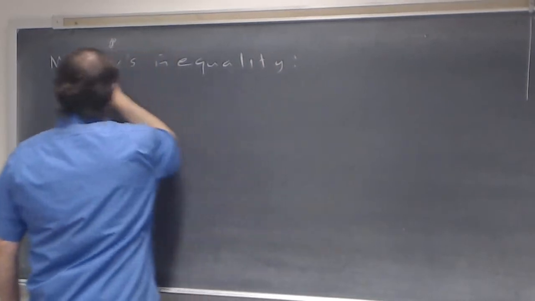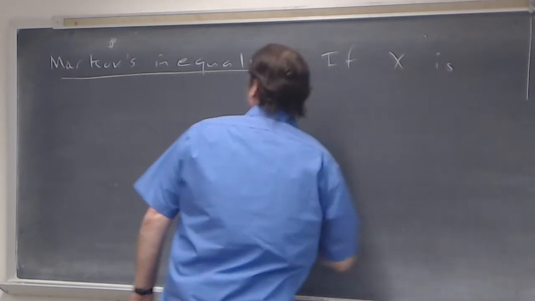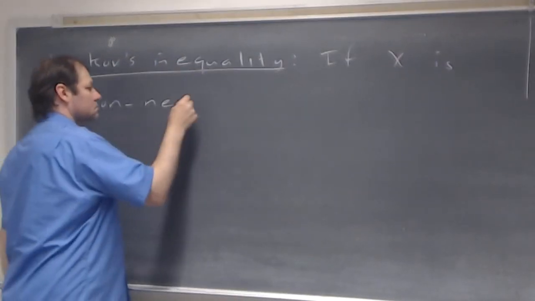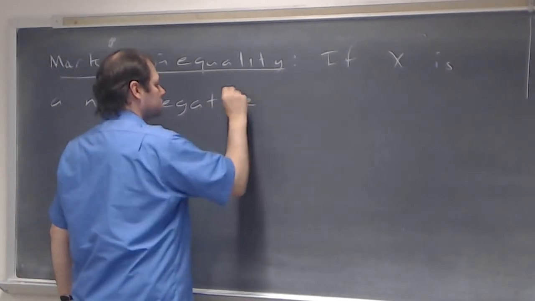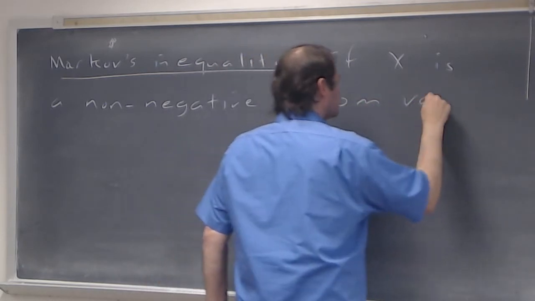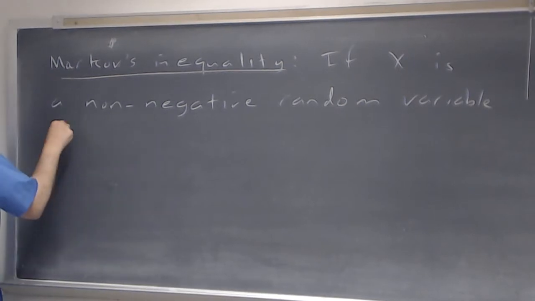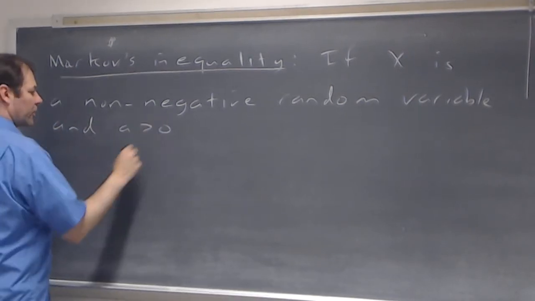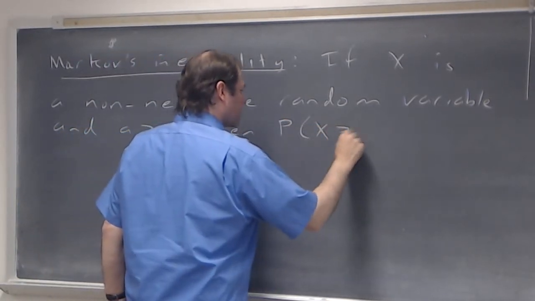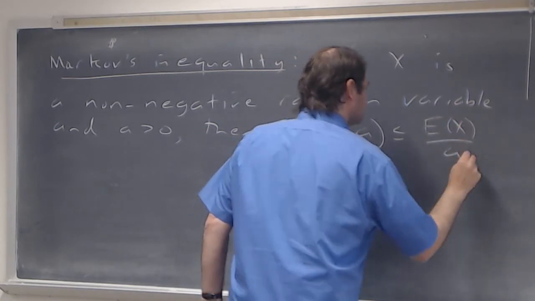What did it say? It said that if x is a non-negative random variable, and a is some number greater than 0, then the probability that x is greater than or equal to a will be less than or equal to the expected value of x over a.